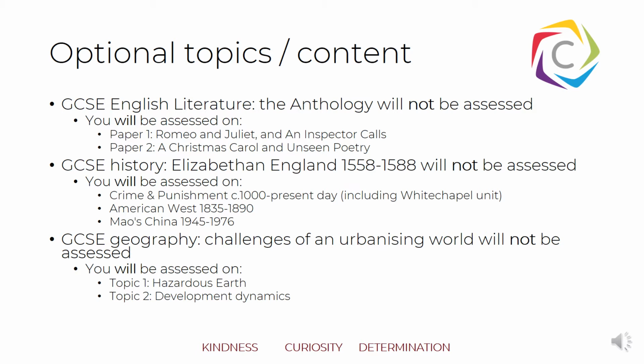For those of you taking GCSE History, Elizabethan England 1558 to 1588 will not be assessed, and your GCSE will therefore be comprised of Crime and Punishment from the year 1000 to the present day, including the Whitechapel unit, American West 1835 to 1890, and Mao's China 1945 to 1976. For GCSE Geography, the Challenges of an Urbanising World topic will not be assessed. That's something you've not been taught yet, and therefore you will be assessed on Hazardous Earth and Development Dynamics.